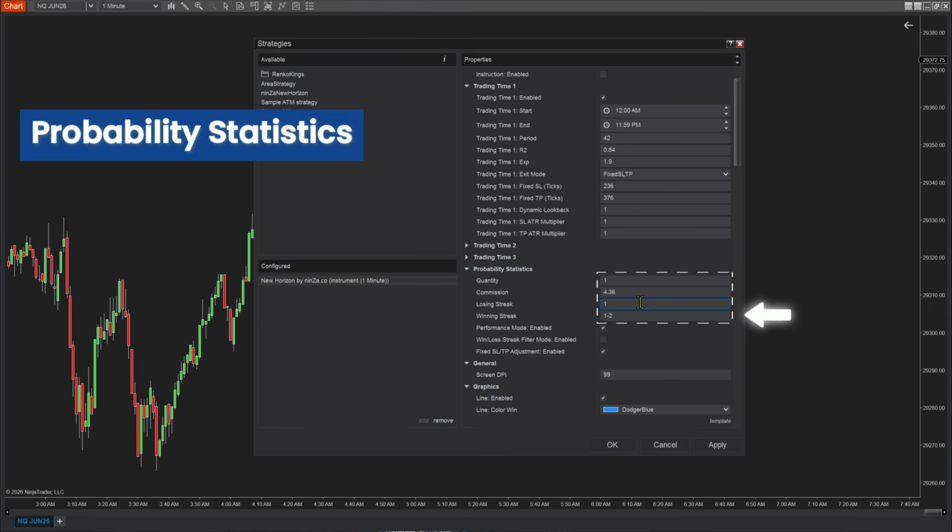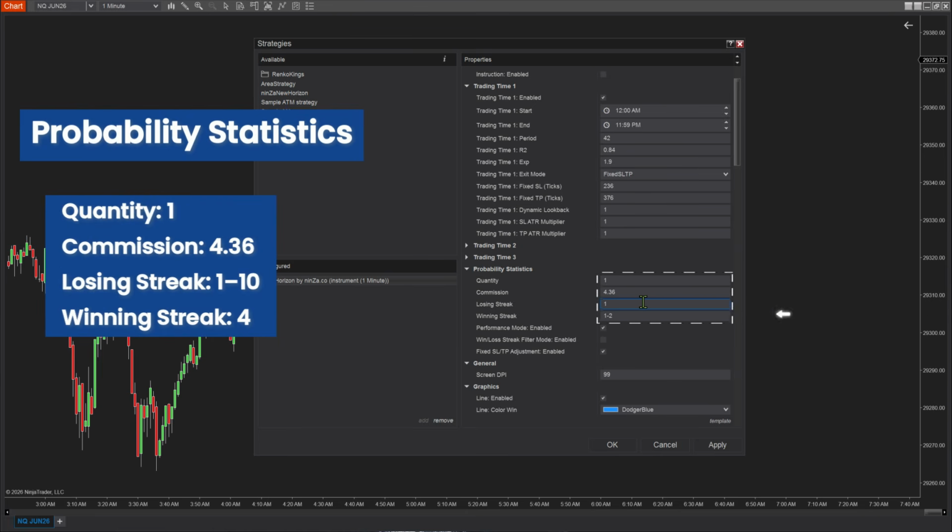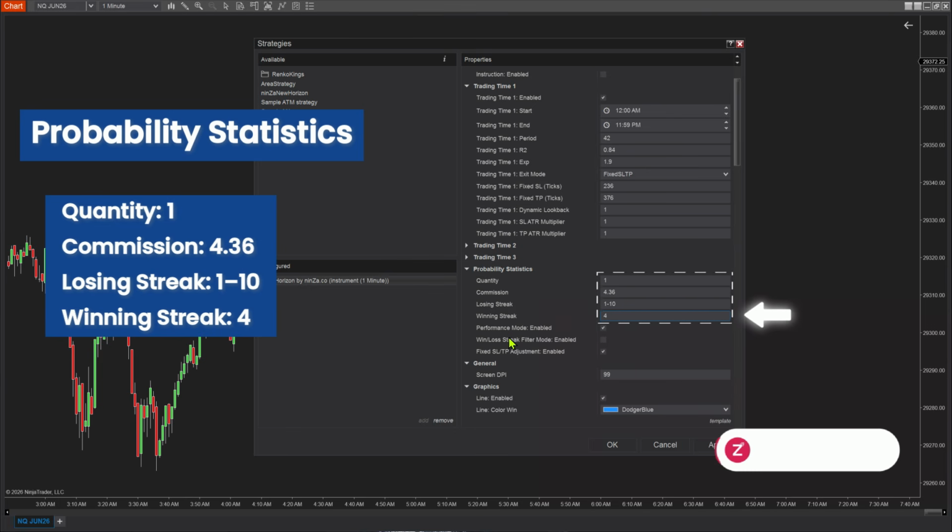Now let's move to the most important section, probability statistics. Set quantity to 1. Set commission to 4.36. Under losing streak, enter 1 to 10. This means the bot will allow live trade execution only after the system detects a virtual losing streak between 1 and 10 consecutive trades. Under winning streak, enter 4. This means the bot can also activate live trade execution after the system detects a virtual winning streak of 4 consecutive trades.